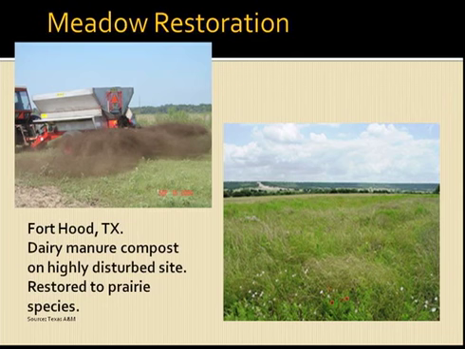Meadow restoration is another utilization of compost. This is a prairie restoration that was done in Texas with Texas A&M. Dairy manure compost was used. It was a highly disturbed site. And you can see one year later the way the vegetation has already taken. It was an acidic site, and one of the benefits I didn't mention too much was the neutralizing effect the compost very often has, where it helps to raise that pH into a more beneficial one for plant growth. And that's a good example of that. Those warm season grasses and prairie wildflowers obviously took nicely to that treatment.